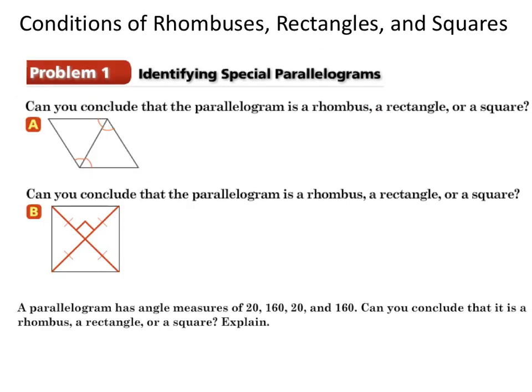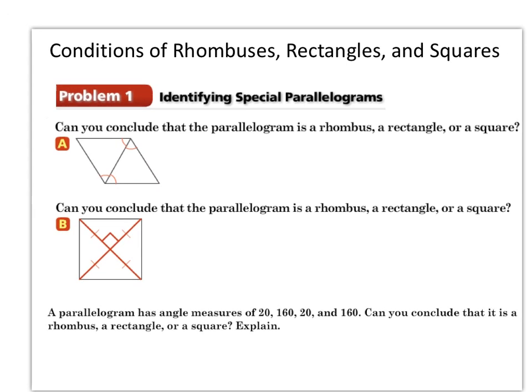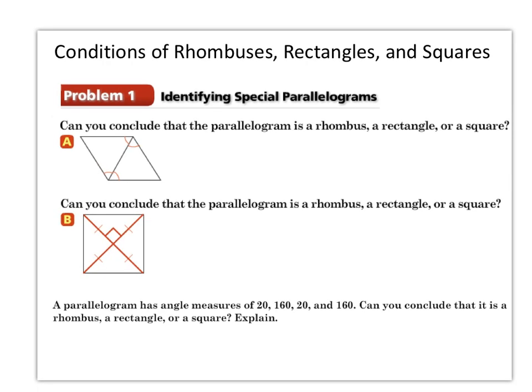All right, now this part here is like our section 5.5 piece where we're seeing, can I use those properties then to make the claim that these are one of those special parallelograms, a rhombus, a rectangle, or a square? So this first one here, can you conclude that the parallelogram is a rhombus, a rectangle, or a square?